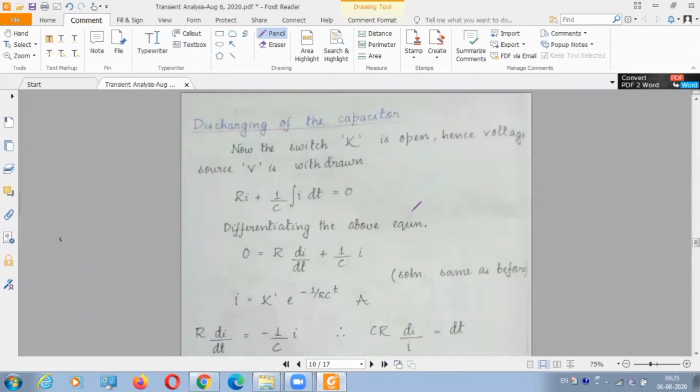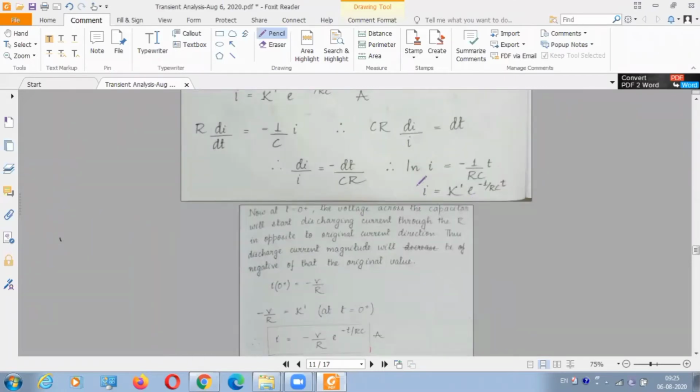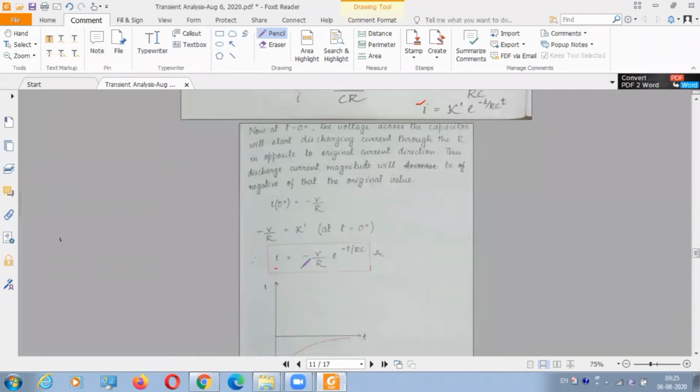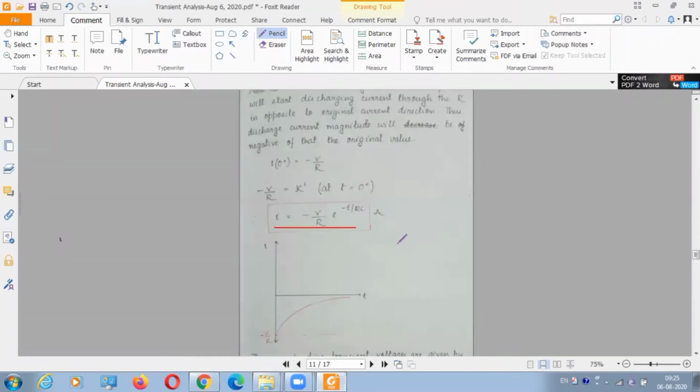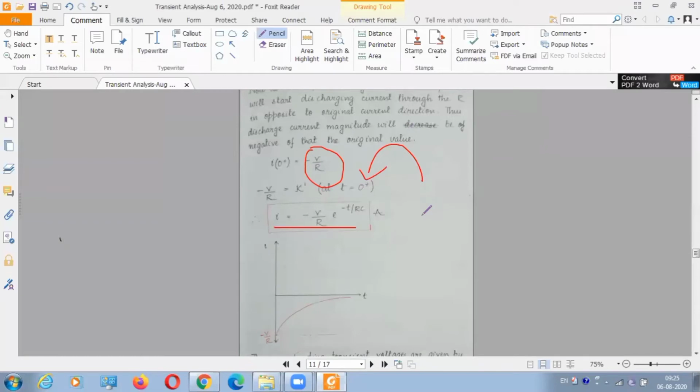Now discharging of the capacitor, again same thing: change your switch to position 2, apply KVL, find your equation. You will get this, apply the initial condition, and you will get this equation. So when the capacitor discharges, the current direction through it changes. So this is basically minus V by R, the initial condition.